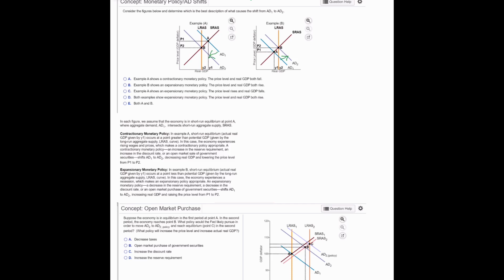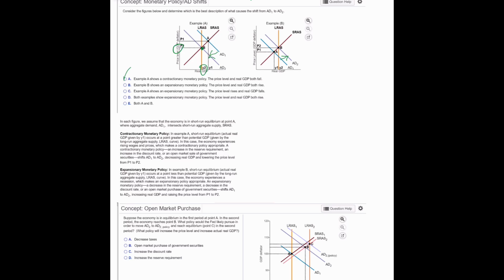So we can look at this and say, well, example A shows a contractionary monetary policy, which would be true. That would shift that aggregate demand curve to the left by lowering the money supply and raising interest rates. It would also lower the price level and real GDP. We can see that right here: Y2, real GDP, is lower, and P2. So A is true.